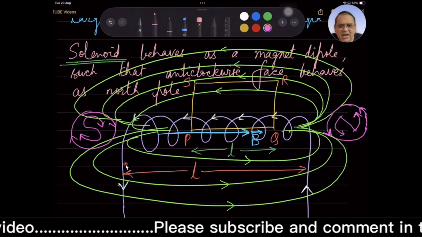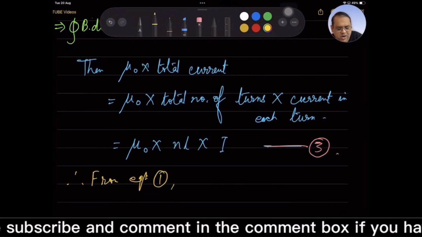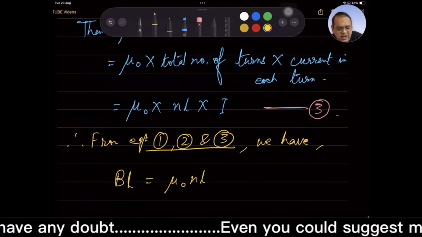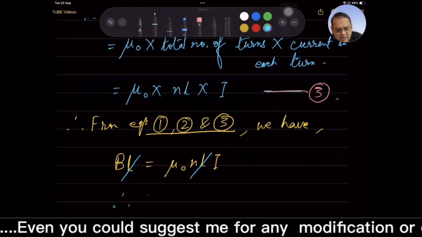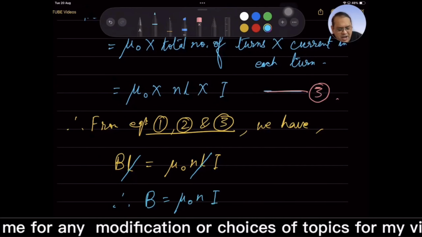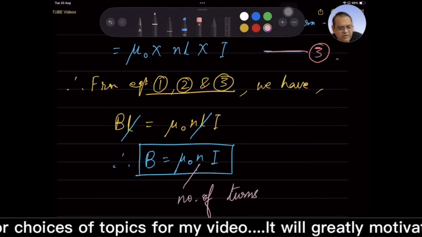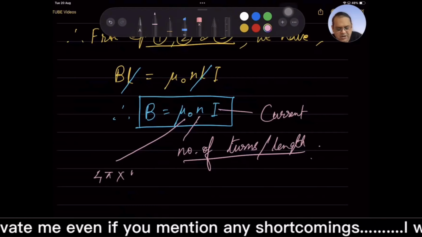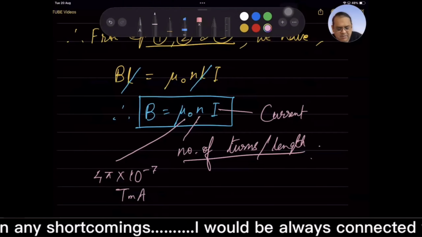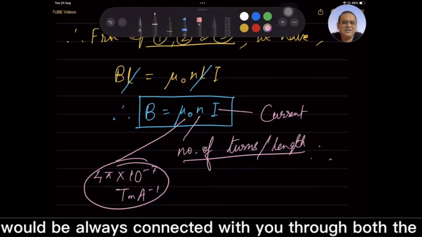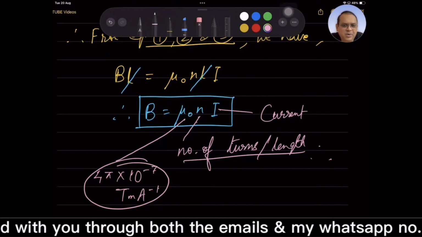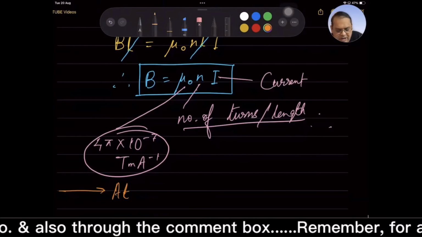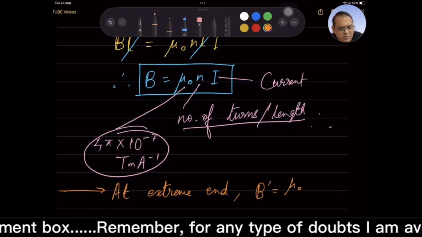From equations 1, 2 and 3 we have BL is equal to mu naught n L I. L cancels, therefore B is mu naught n I, where n is the number of turns per unit length and I of course the current. Mu naught is 4 pi into 10 raised to minus 7 tesla meter per ampere. Hence it is done. There is one factual point that at the extreme end it is roughly the average, that means mu naught n I by 2. At the extreme end B dash is mu naught n I by 2.